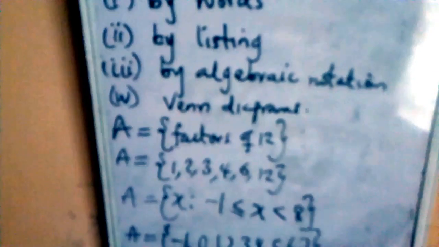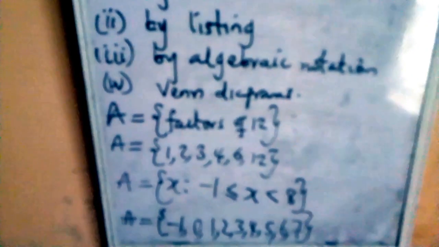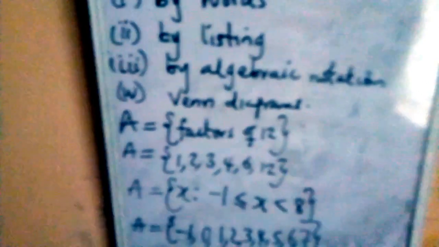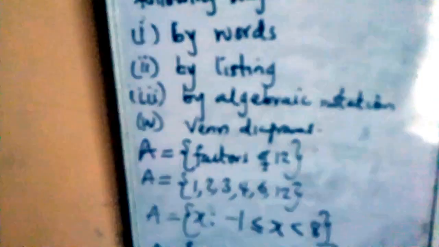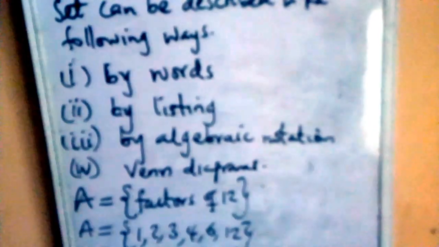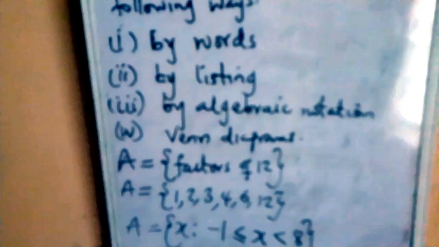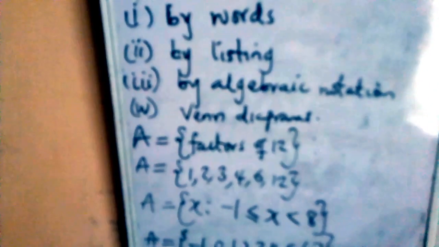Those are the elements that are factors of 12. And this type of set is called a finite set. We are still getting to that. So we can also describe a set using algebraic notation. In algebraic notation, we use alphabets to represent numbers.